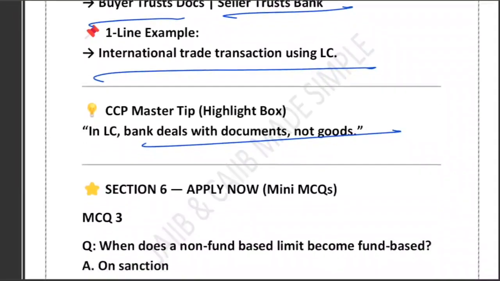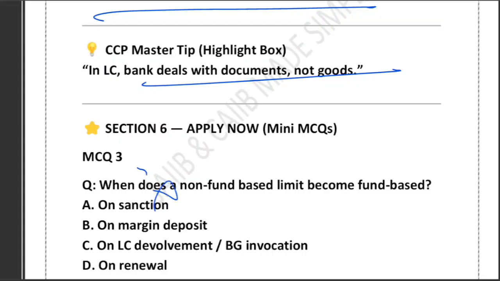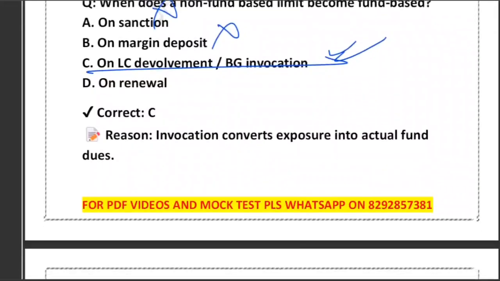So the next question we have: when does a non-fund based limit become fund based? On sanction, no. On margin deposit, no. On LC devolvement and BG invocation, yes, correct. Right. So invocation converts exposure into actual fund dues.